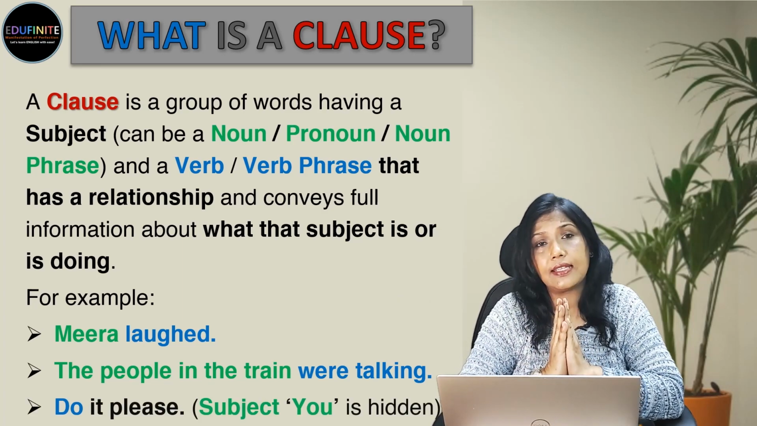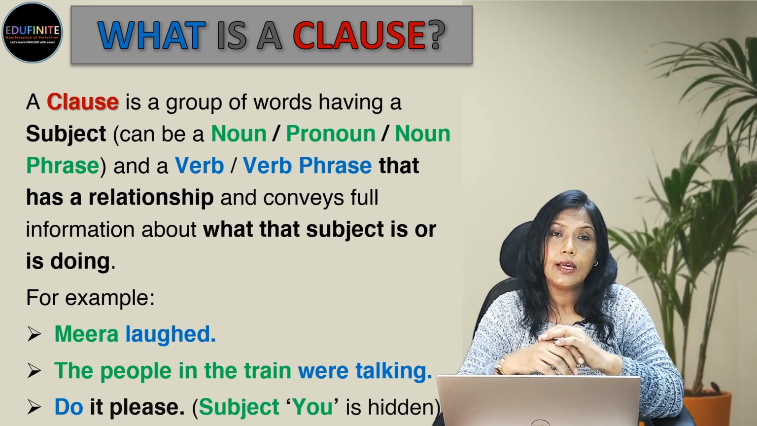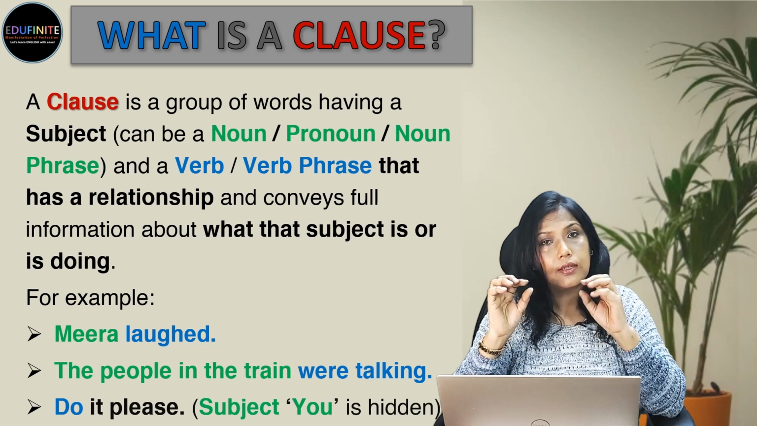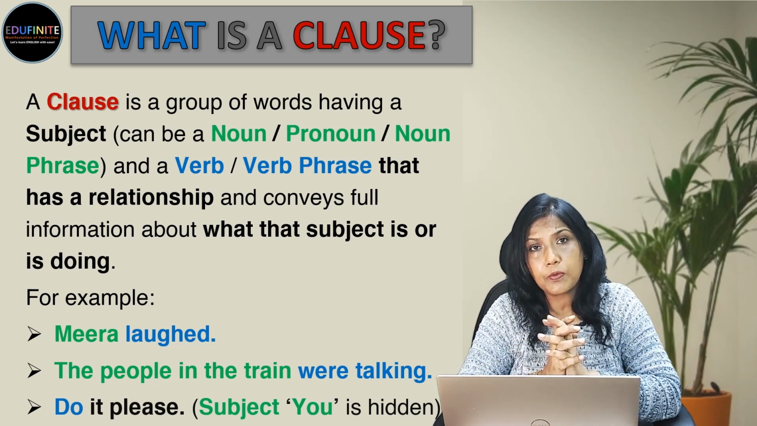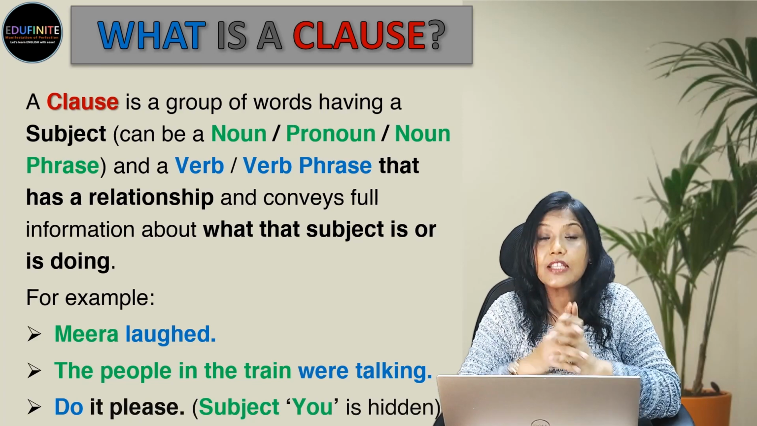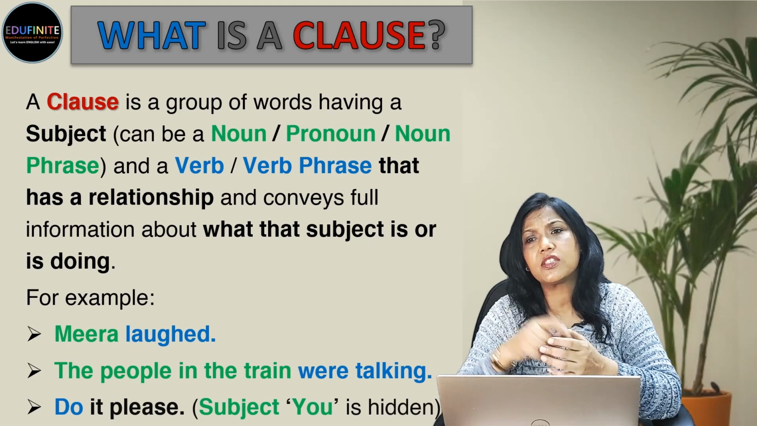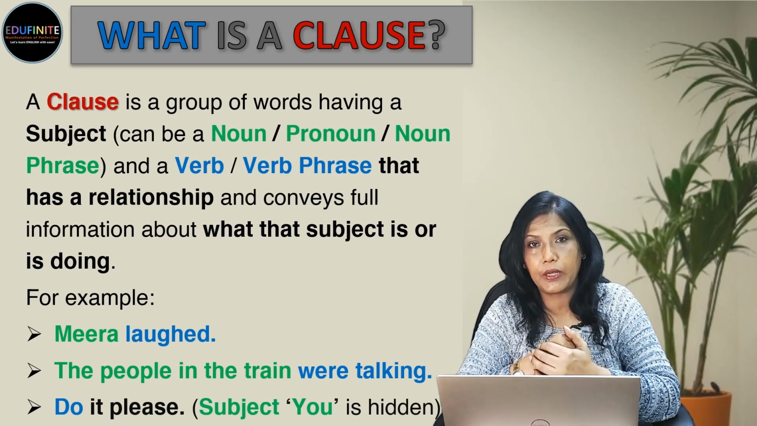Now, in the third sentence, do it please. Now, here we see that do, of course, is the verb, but there is no subject. Well, there is a subject. It's hidden. It's you do it please. So, you is hidden. We usually don't say you do it. We just say do it please.